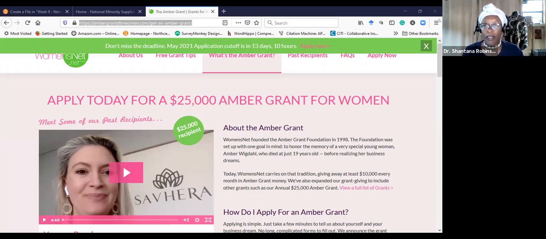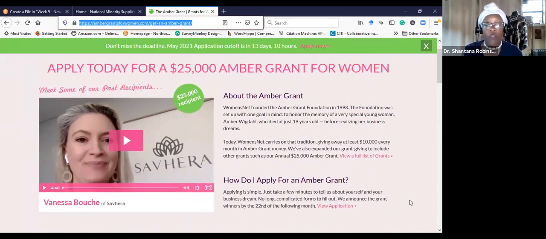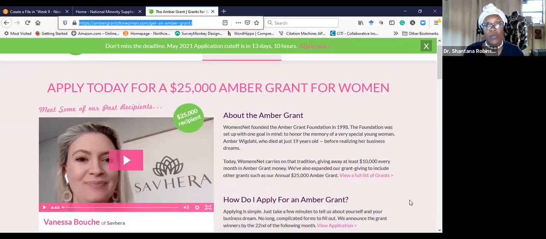Wear your mask, practice social distancing, but save that $15 wherever you possibly can, and then literally feed that into this potential grant and do some digging. I sent the link, and you're going to be able to see some of the businesses that actually have been awarded the Amber Grant, but they do this monthly for a female business owner. So it is a really cool grant for profit businesses as well as nonprofit. So definitely take that into consideration.